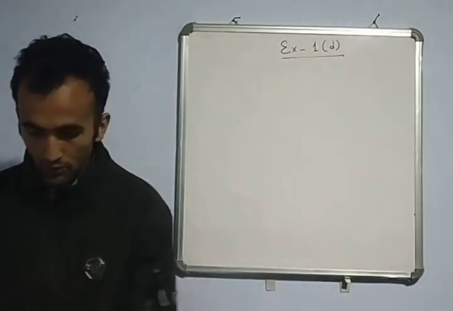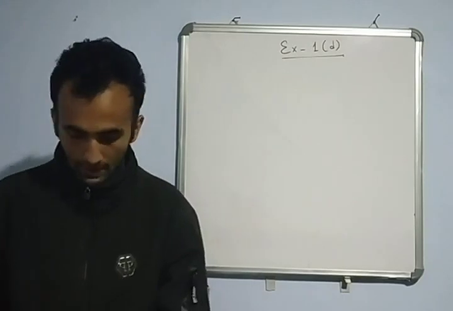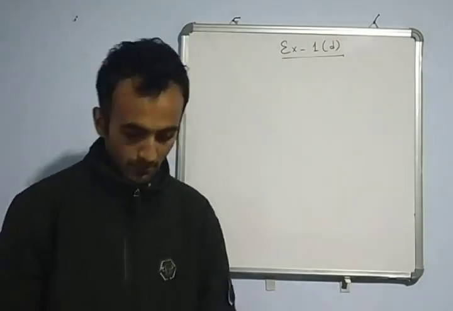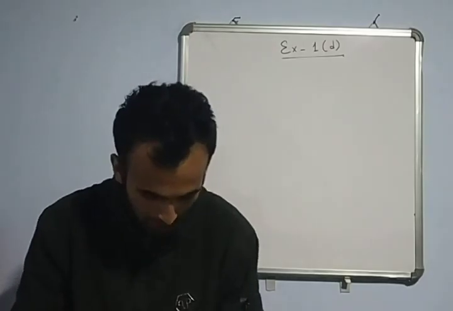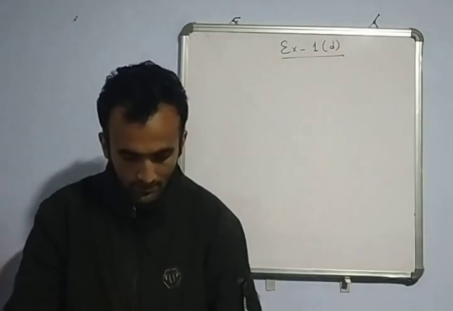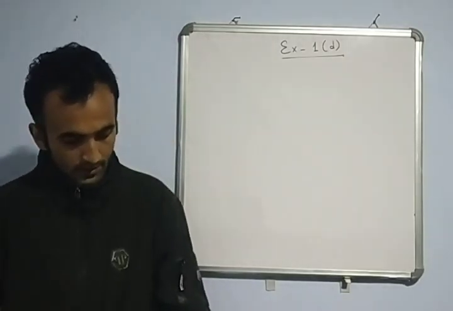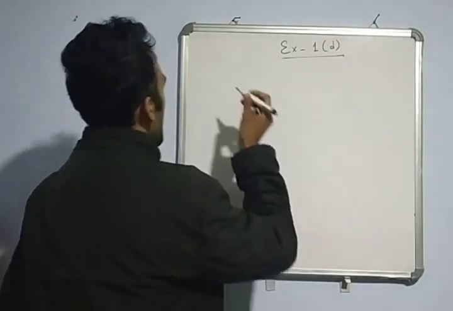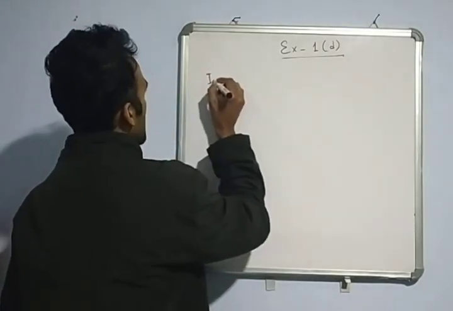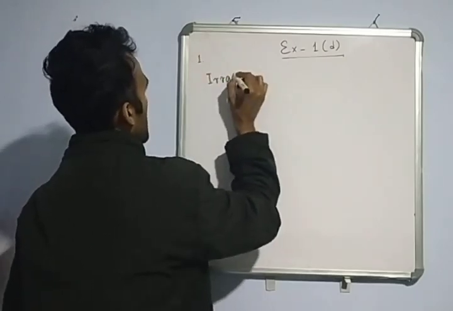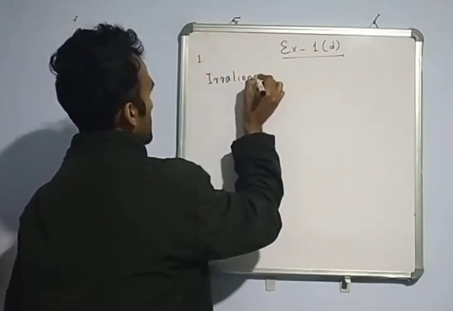In the last video I have explained about irrational numbers. Now the question will be based on irrational numbers. So let's see what is the first question. First question is, define an irrational number. How does it differ from rational number? We have to define irrational number. Number 1, define irrational number.